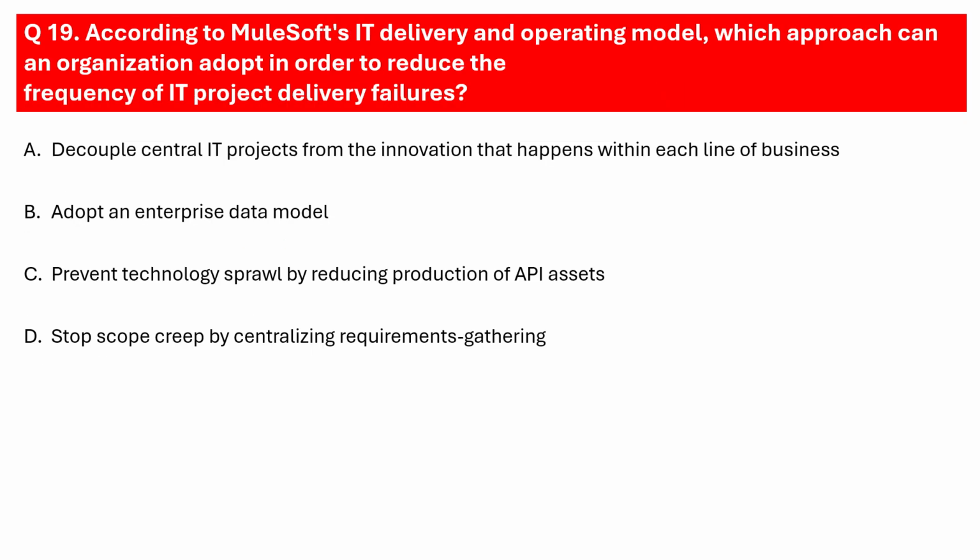Q19. According to MuleSoft's IT delivery and operating model, which approach can an organization adopt in order to reduce the frequency of IT project delivery failures? A. Decouple central IT projects from the innovation that happens within each line of business. B. Adopt an enterprise data model. C. Prevent technology sprawl by reducing production of API assets. D. Stop scope creep by centralizing requirements gathering.